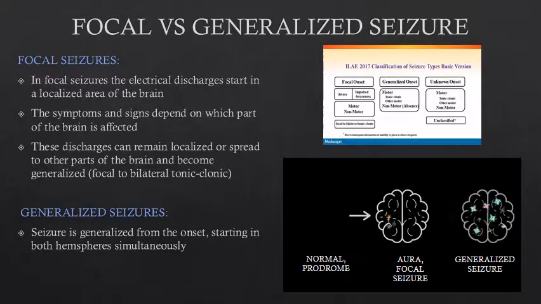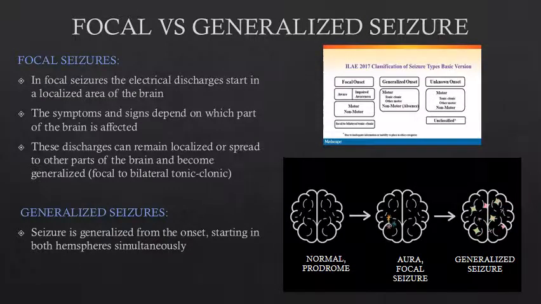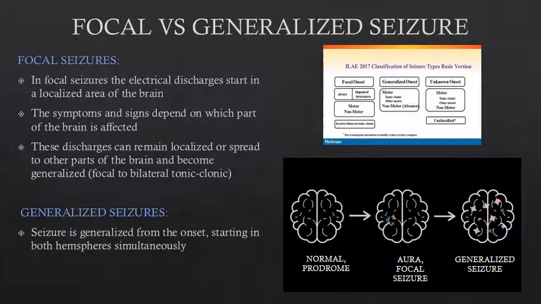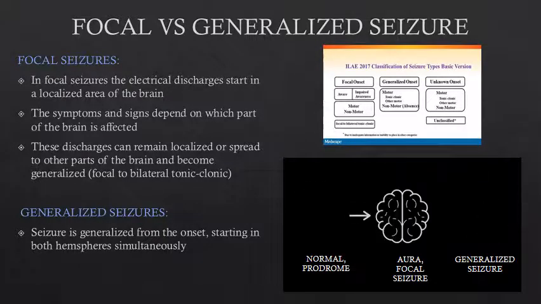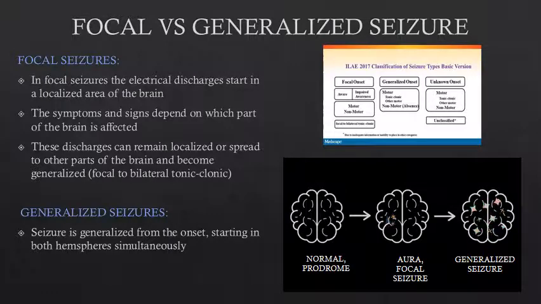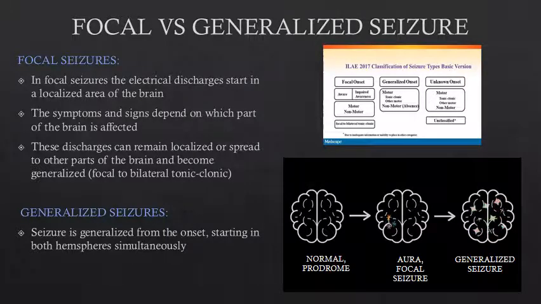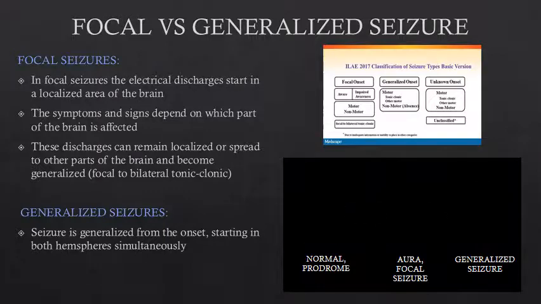At this time, a patient can develop symptoms of aura and then a focal seizure. Aura only occurs with a focal seizure and not with a generalized seizure. If a focal seizure converts to a generalized seizure, if the abnormal activity spreads from one part of the brain to the whole brain, it's called a secondary generalized seizure.